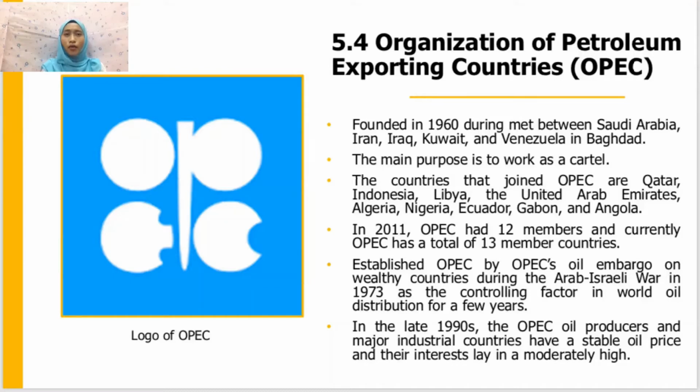The OPEC oil embargo on wealthy countries during the Arab-Israeli War in 1973 established OPEC as the controlling factor in world oil distribution for a few years. Prices rose fourfold. Revenue of the oil-producing countries boomed in the mid and late 1970s. Countries such as Saudi Arabia, Kuwait, United Arab Emirates, and Iraq gained over 90% of their export earnings from oil sales. They invested their money locally in new roads, hospitals, government buildings, airports and military hardware, as well as in projects and banks outside of the region.